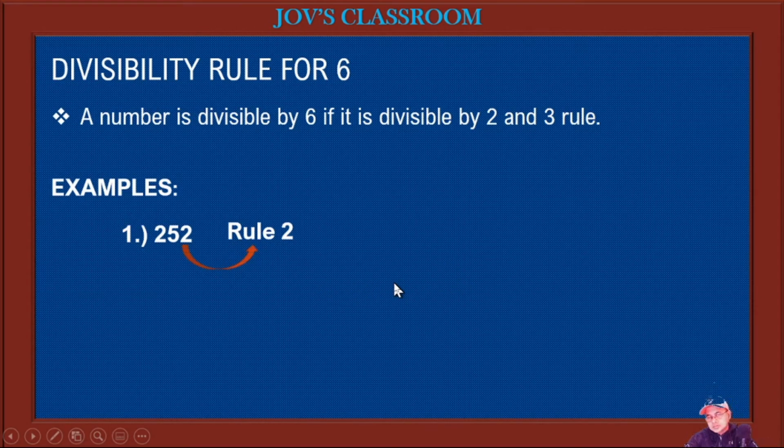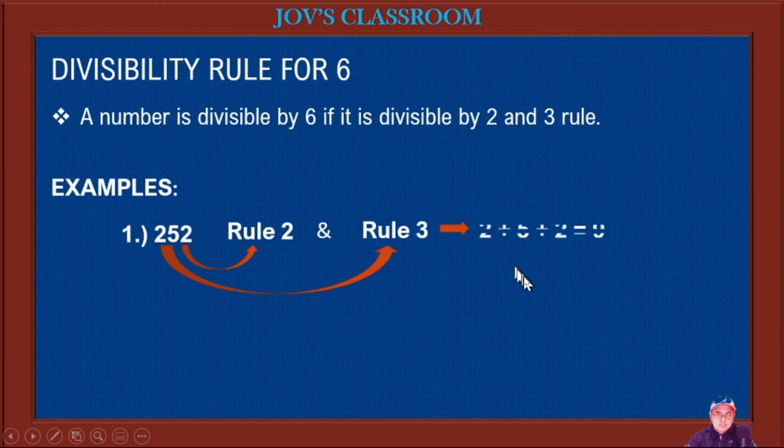According to rule number 2, if the last number is an even number, that is divisible by 2. And according to rule 3, we need to get the sum. The sum is 9, divided by 3. 9 divided by 3 is 3. So if these two rules are satisfied, then the number is said to be divisible by 6. So 252 divided by 6 is equal to 42.